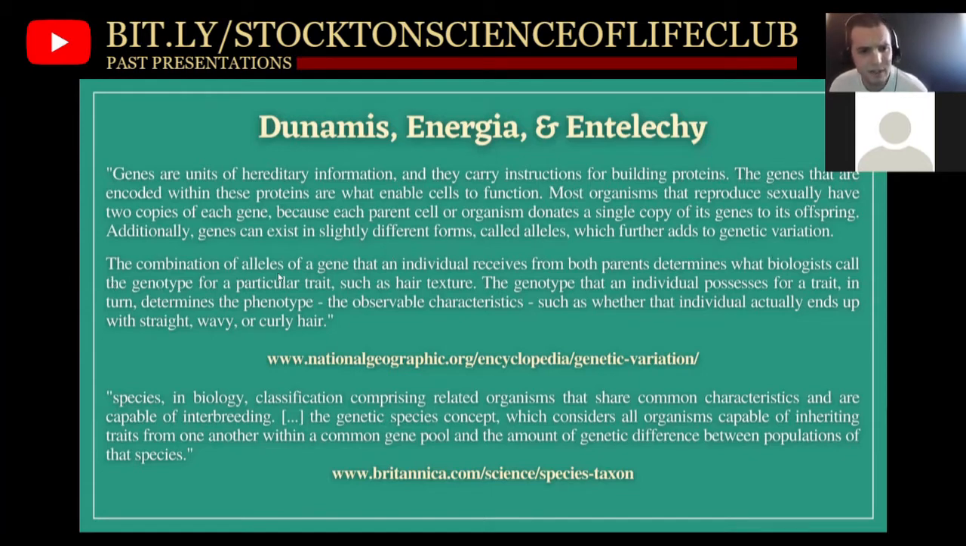The combination of alleles of a gene that an individual receives from both parents determines what biologists call the genotype for a particular trait, such as hair texture. The genotype that an individual possesses for a trait in turn determines the phenotype, the observable characteristics, such as whether the individual actually ends up with straight, wavy, or curly hair.